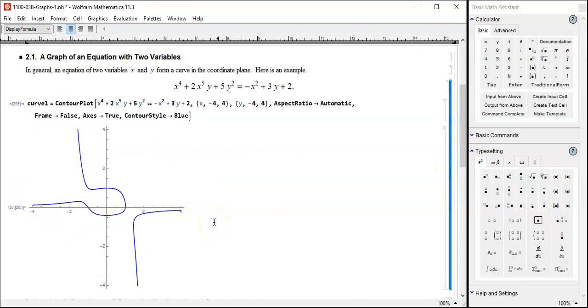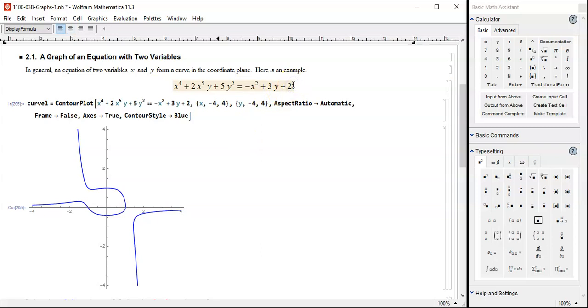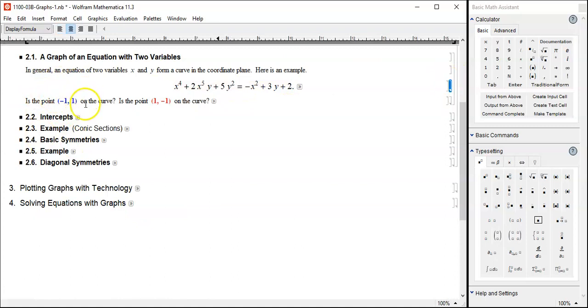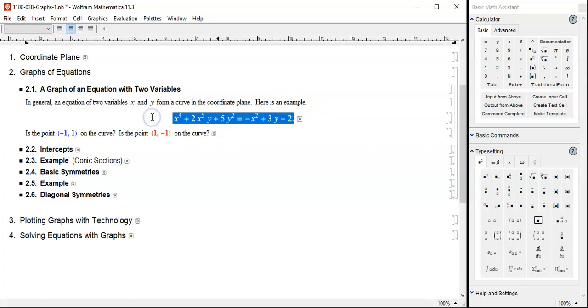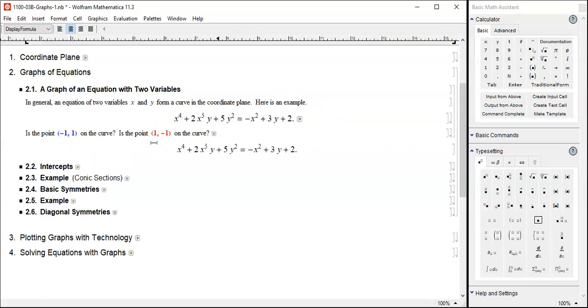This picture visualizes the set of all points x, y that satisfies this equation. So if this point 1, -1, or this red point, satisfies this equation, then that's going to be on the curve. If this -1, 1 satisfies this equation, then it's going to be on the curve. Let's check. Let's copy and paste this thing, and then let's plug in 1, -1. Excuse me, -1, 1.